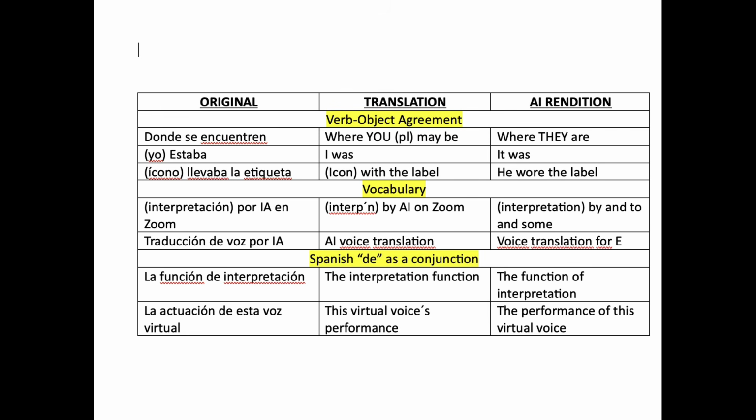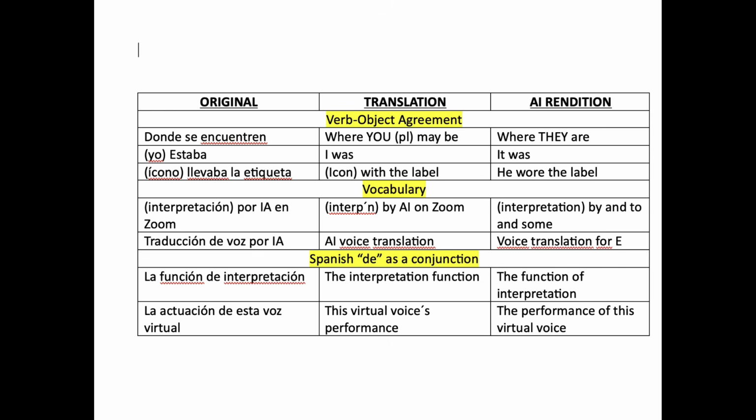I've grouped some of the recurring mistakes thematically here and laid them out on a table where you see the original, the correct translation, and then AI's rendition. The first issue that I noticed was verb-object agreement. And so consistently throughout this little snippet where verb endings were being used that could correspond to one of two or several different pronouns, it is consistently making the wrong reads and using incorrect pronouns.